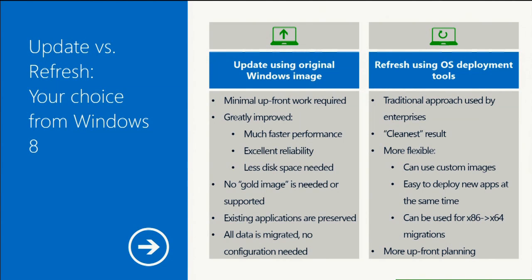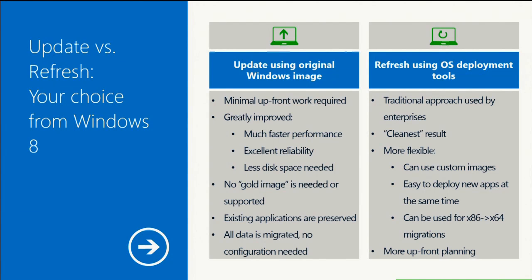But what you won't have in the update case is clean apps, because all of the apps and all the data gets merged back into the operating system. It is more flexible to do a refresh since you can use a custom image in that case. It is easier to upgrade existing applications at the same time. Maybe you wanted to move to Office 2013 at the same time you're going to Windows 8.1. That's easy to do. Just put Office 2013 in your new image, or use MDT or Config Manager and have them install it as part of the OS deployment process.